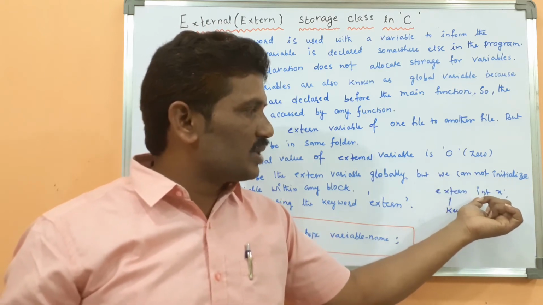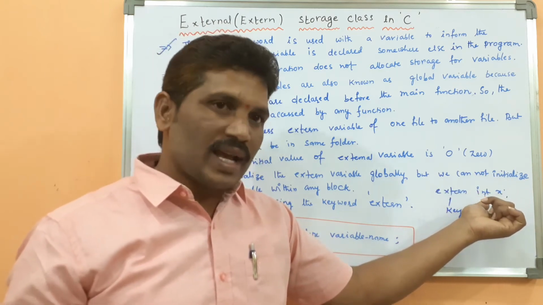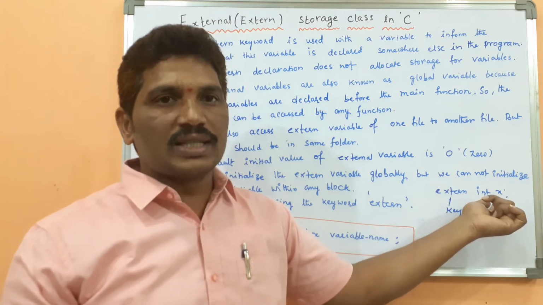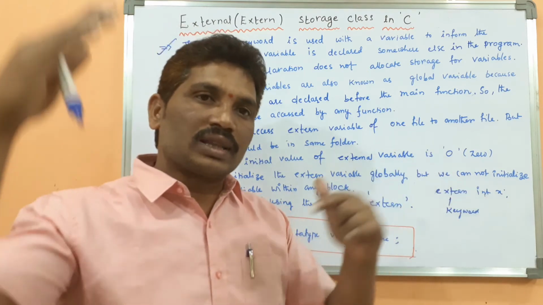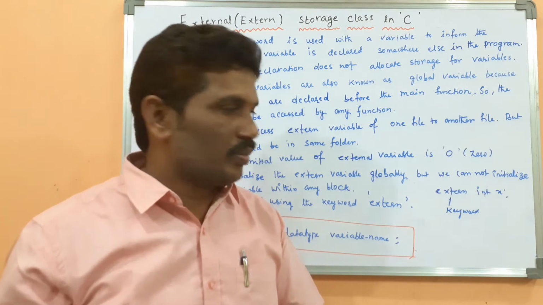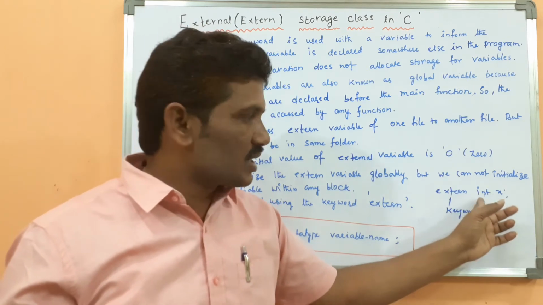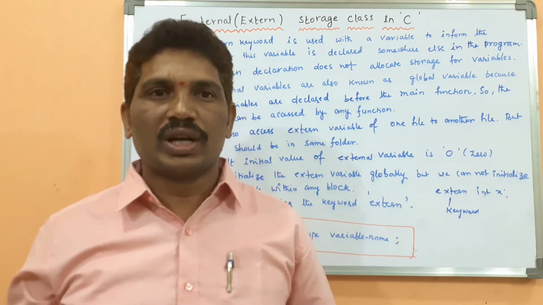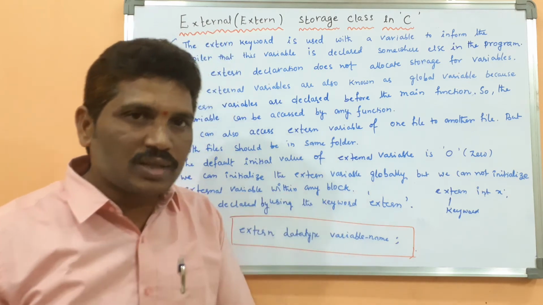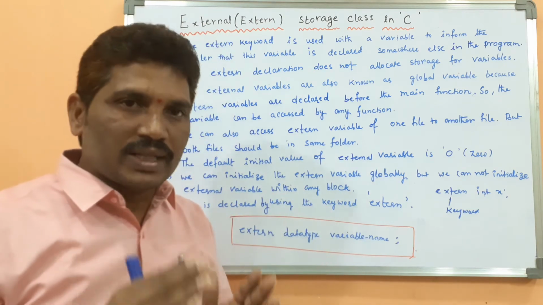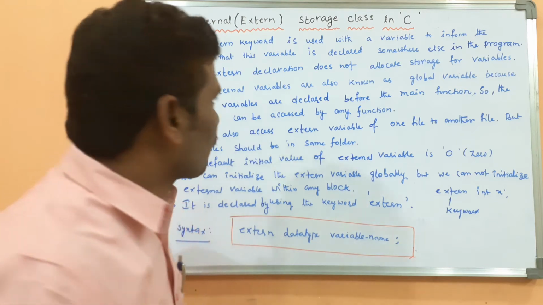Because what is the meaning of this statement? This variable has been defined somewhere else in the program. For that variable the memory will be allocated. But for this one, the extern variable, the memory is not allocated. How is it possible? I will explain with the help of an example.